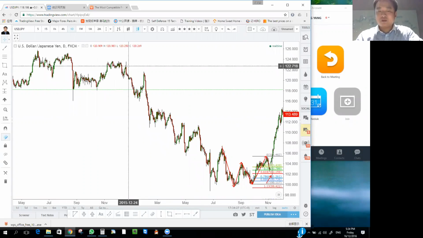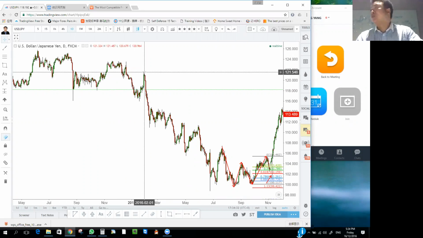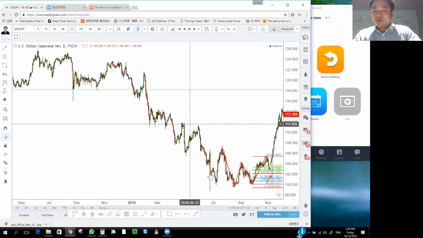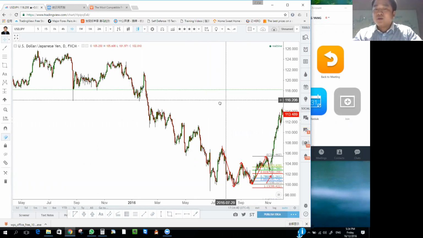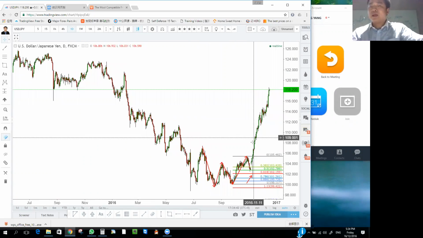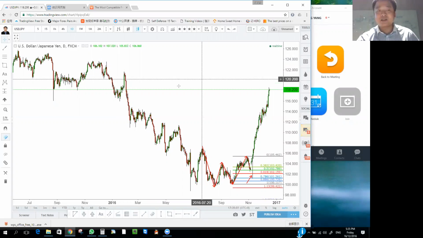In the beginning of this year, January 28th, it is still at 121, right? It drops to 99 even, and now it comes to 118.20. Okay, so do we still see upside potential for dollar yen? Is there any upside room for it to go further? Yes, we do. It is not at 125 or 126. Previous high is here.